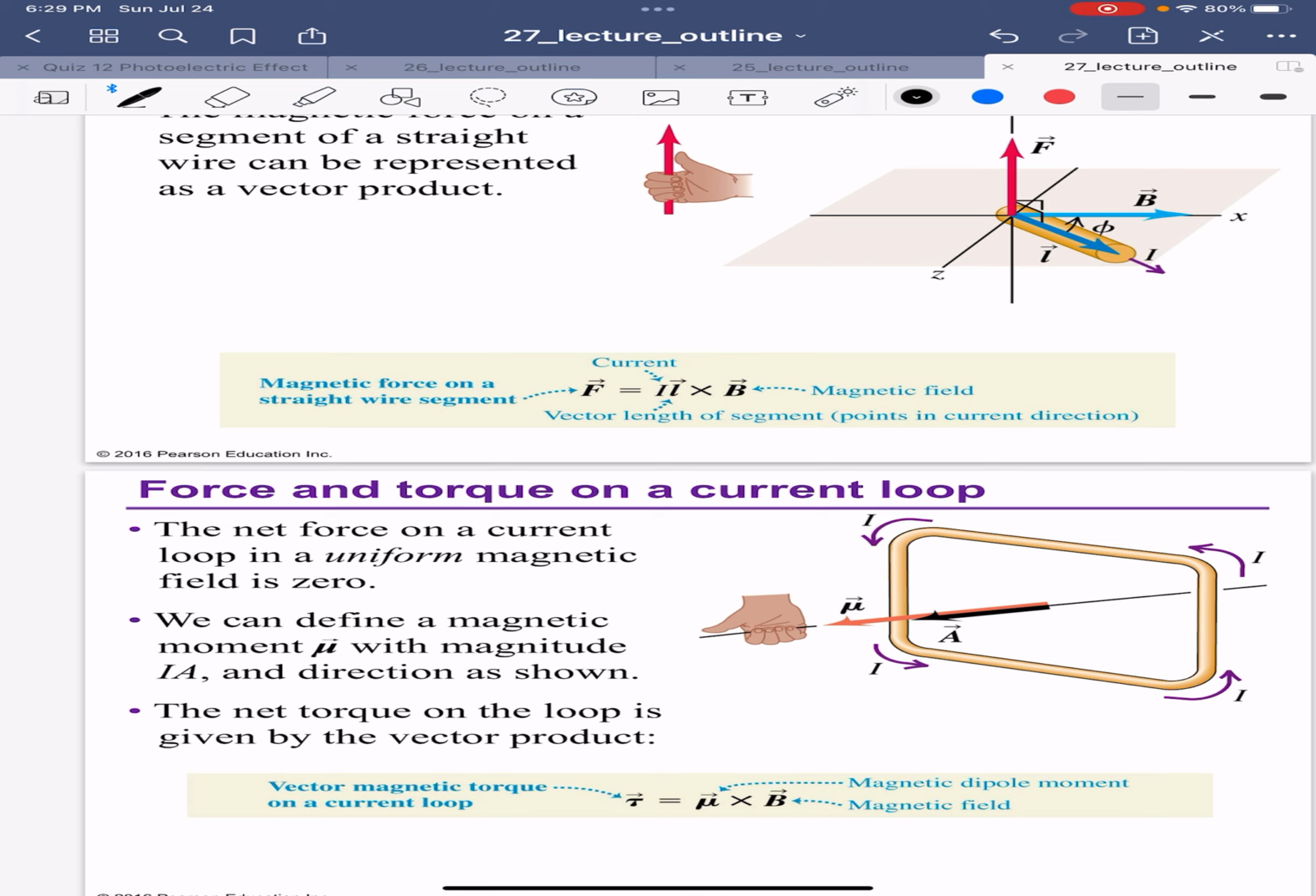We can also define something called the magnetic moment, mu, with a magnitude that is I times A, and the direction is as shown in the figure. Again, as was mentioned more than one time, the direction of A is out of the area, perpendicular to the area. The net torque on the loop is given by the vector product, which is mu cross B. And that is how we can calculate the torque.